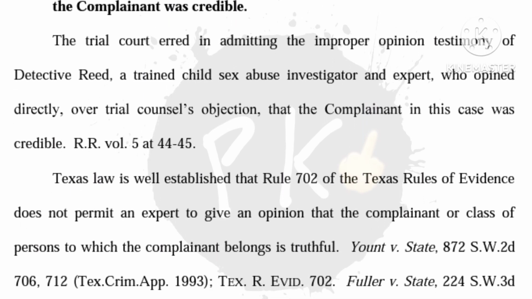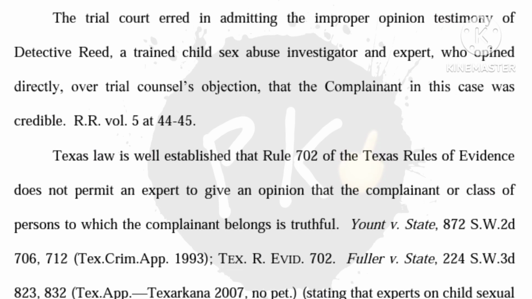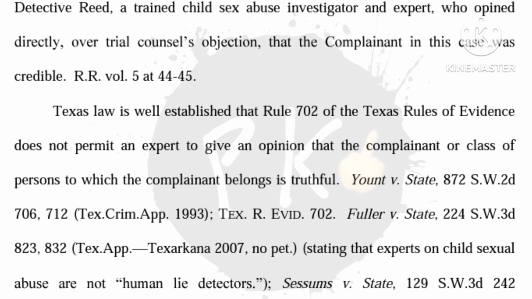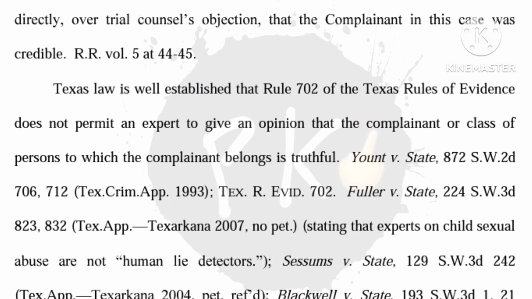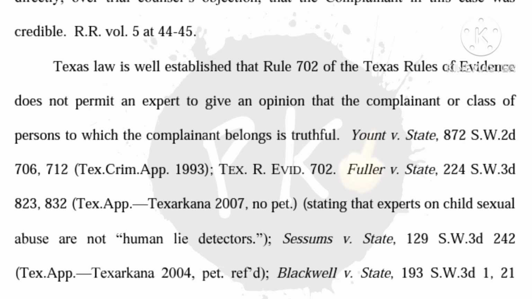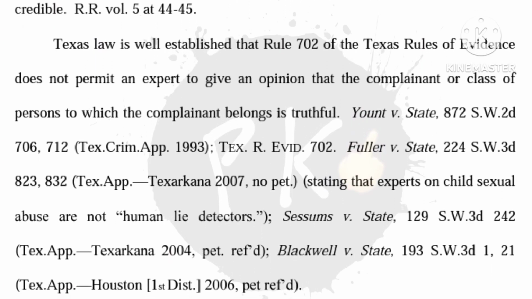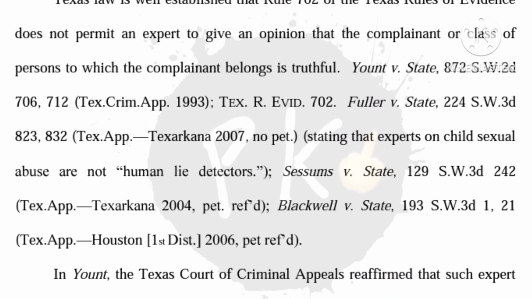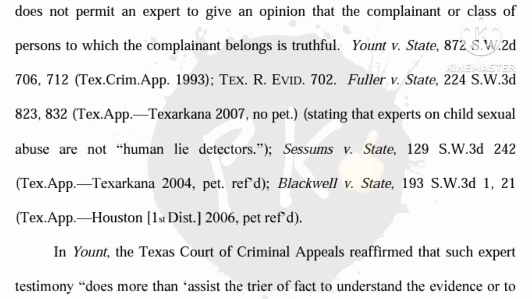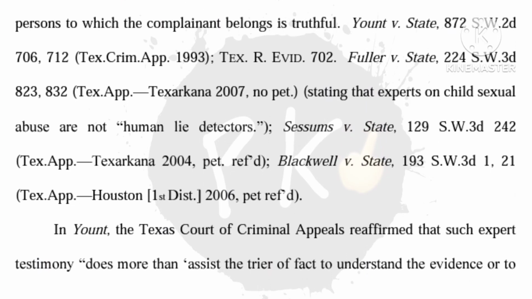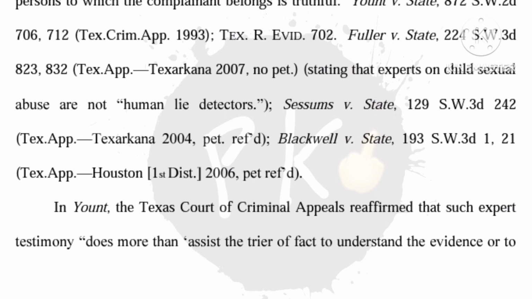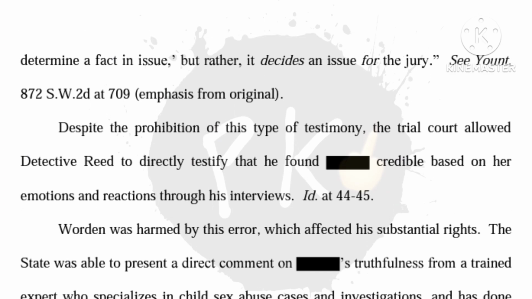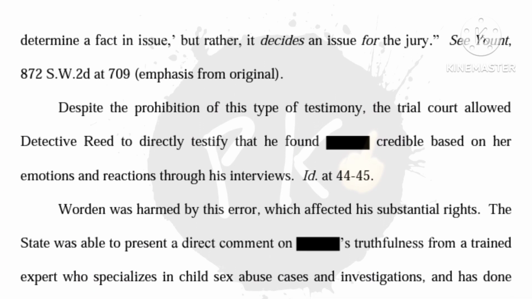Texas law is well established that Rule 702 of the Texas Rules of Evidence does not permit an expert to give an opinion that the complainant or class of person to which the complainant belongs is truthful. There are references stating that experts on child sexual abuse are not human lie detectors. In Yount, the Texas Court of Criminal Appeals reaffirmed that such expert testimony does more than assist the trier of fact to understand the evidence or to determine a fact in issue, but rather it decides an issue for the jury.